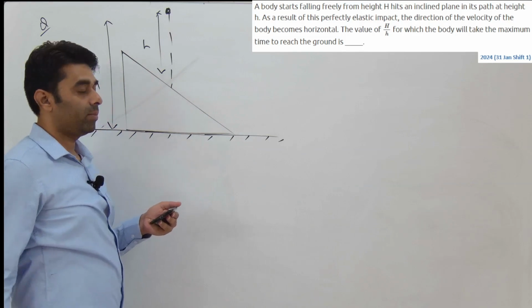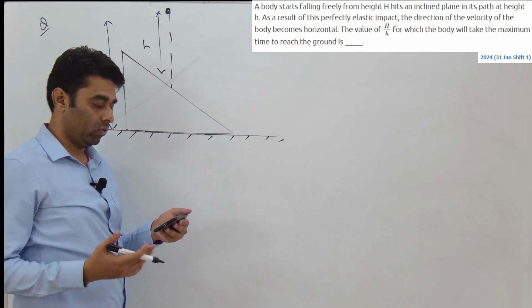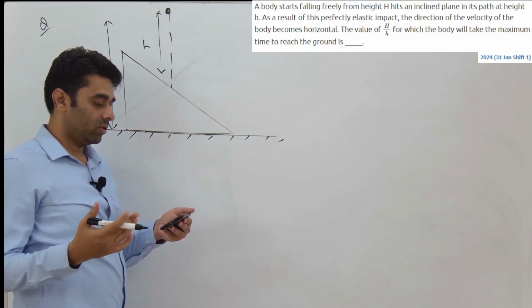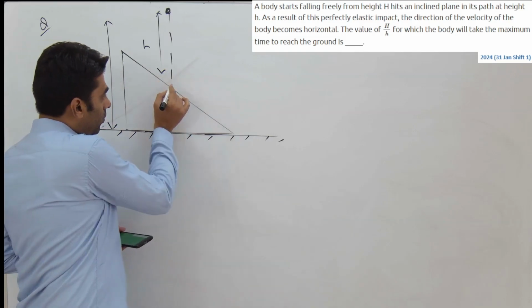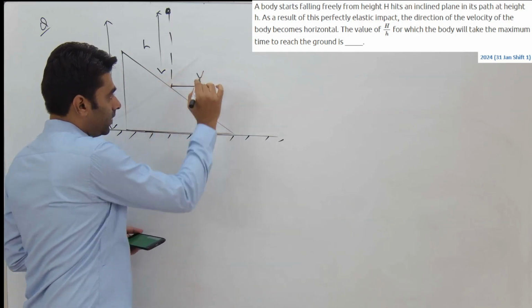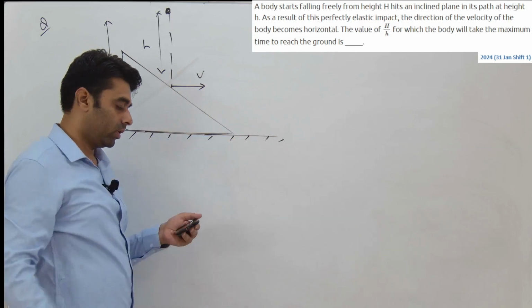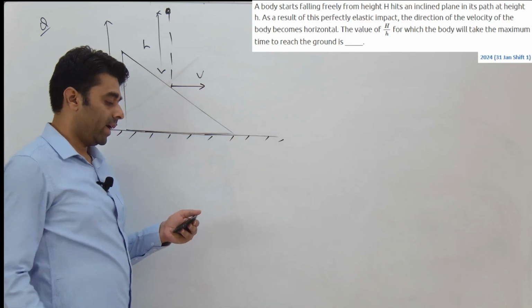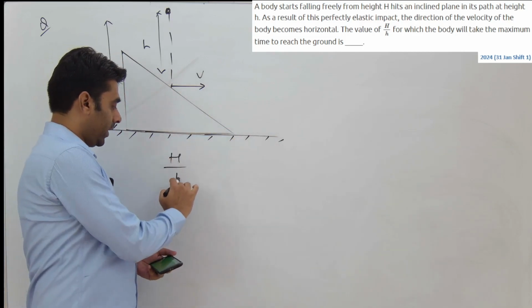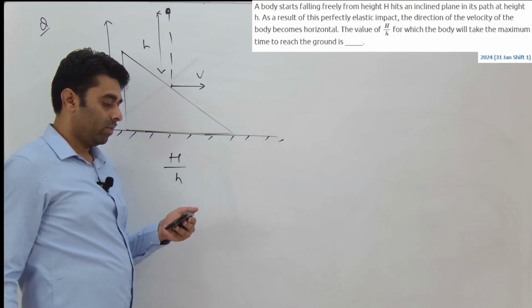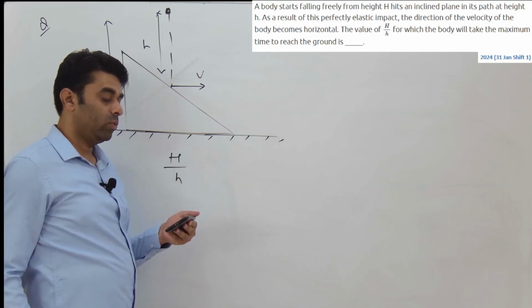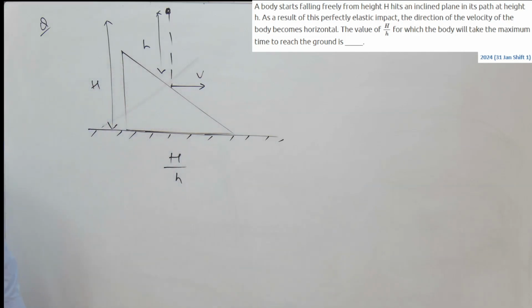Over here a perfectly elastic collision happens, no loss of energy. The direction of the velocity of the body becomes horizontal, so it moves like this. The value of capital H by small h for which the body will take the maximum time to reach the ground.